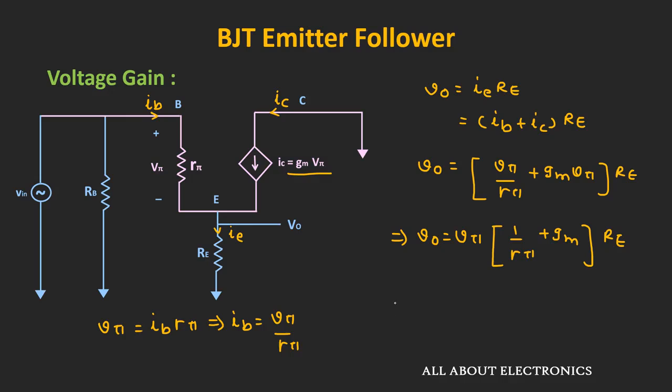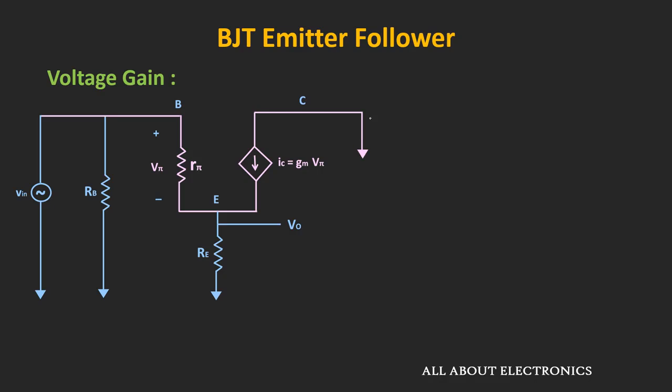Now we know that R pi is equal to beta divided by GM, right? That means 1 divided by R pi is equal to GM divided by beta. And this term is much less than GM. For example, if the value of beta is 100, in that case, this 1 over R pi is 100 times less than GM. That means in this expression, we can neglect this term. That means we can say that this output voltage V out is equal to V pi times GM times RE.